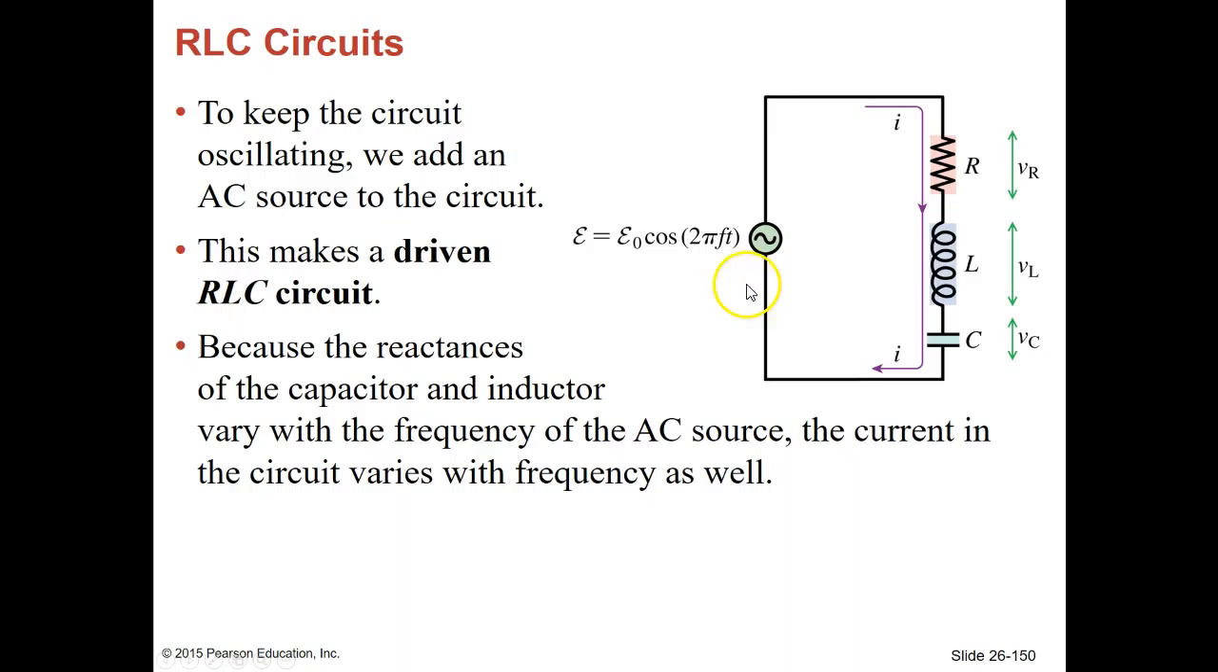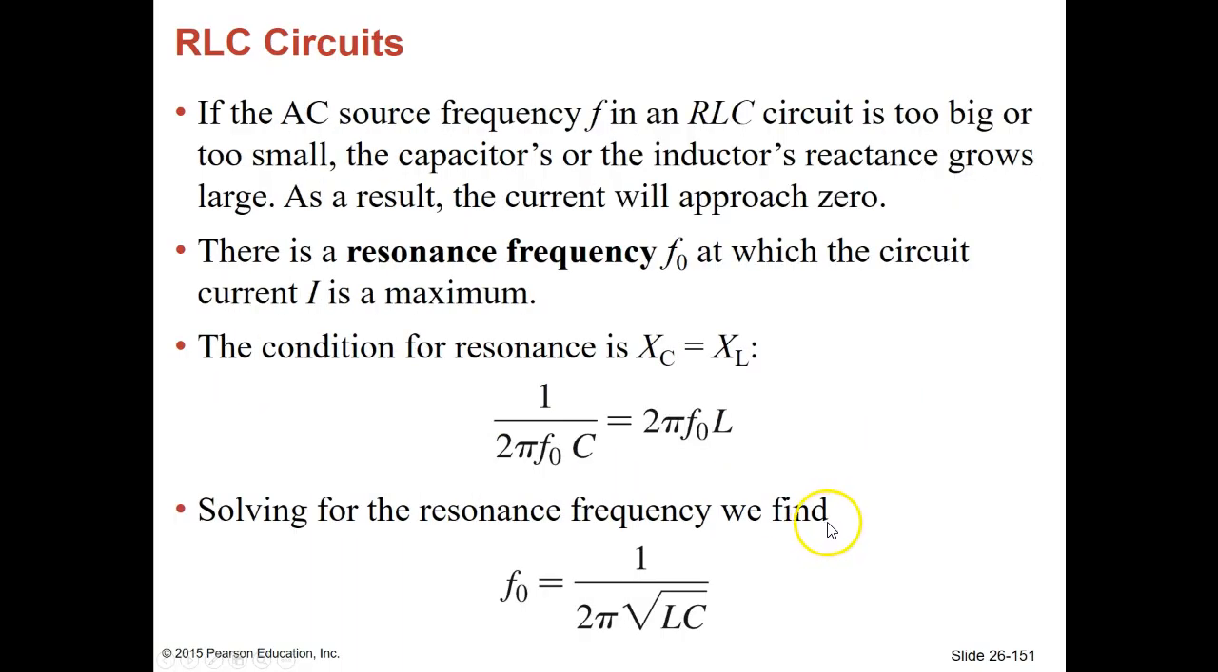To keep the circuit oscillating, we're going to add our good friend, that AC EMF source, and this makes what we call a driven RLC circuit. Because of the reactances of the capacitor and the inductor, and we have resistance in this, the current in this circuit varies with the frequency as well. If the AC source frequency is too big or too small, the capacitor or the inductor's reactance grows very large, and as a result your current will just go to zero.